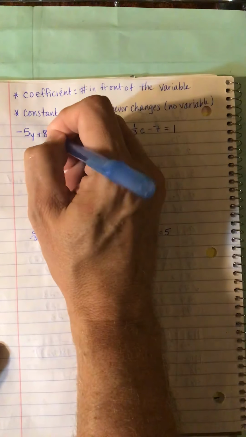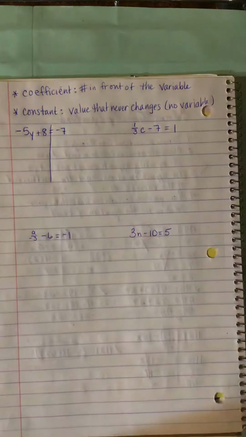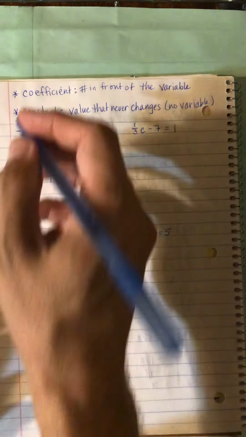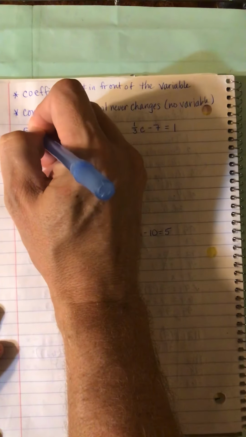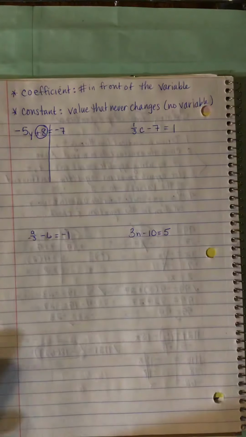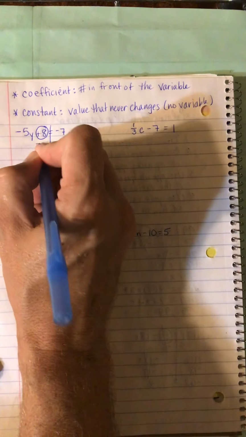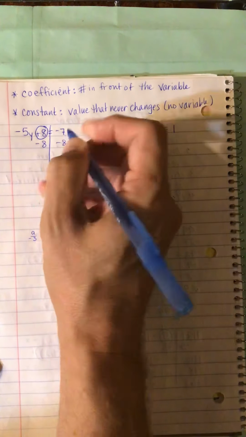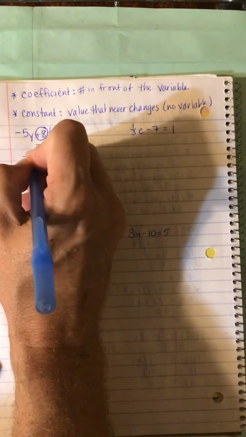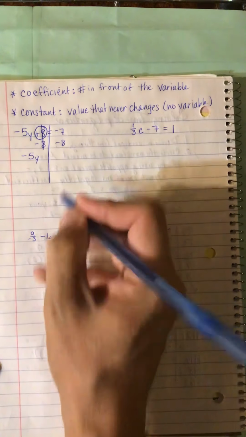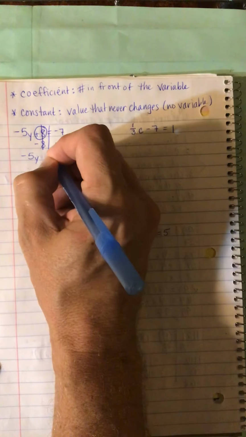So let's go ahead and get started working through those problems real quick. Remember, the first thing we want to do is draw our line. Second, circle the constant that we are moving, and you always pay attention to the sign in front of the number. So we're going to move that positive 8 by subtracting 8 from both sides. We have negative 5y. The 8 minus 8 cancels. Negative 7 minus 8 is negative 15.